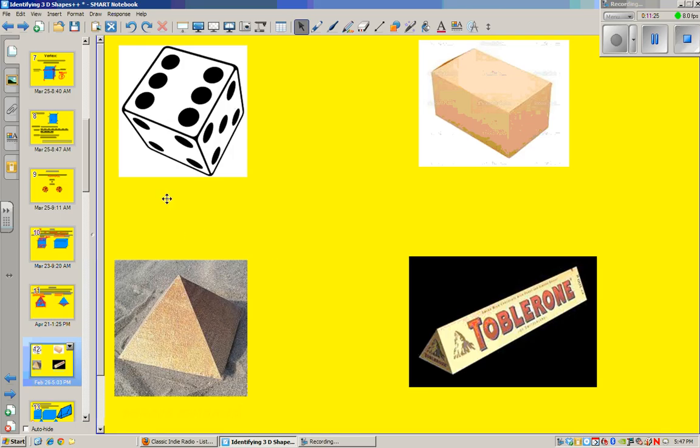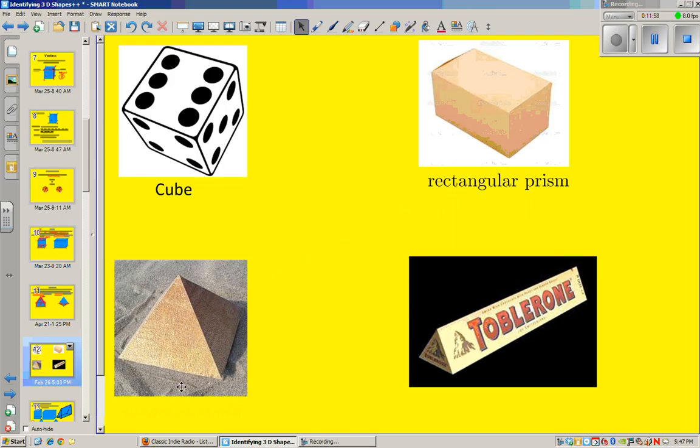All right, so this first one, that's a cube. It's a prism that has squares for all of its faces. And then over here we've got a rectangular prism. A rectangular prism has some rectangles for faces. And a rectangular prism has rectangle faces, and this one actually has two square faces as well.